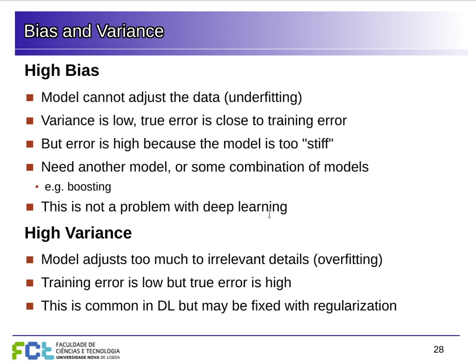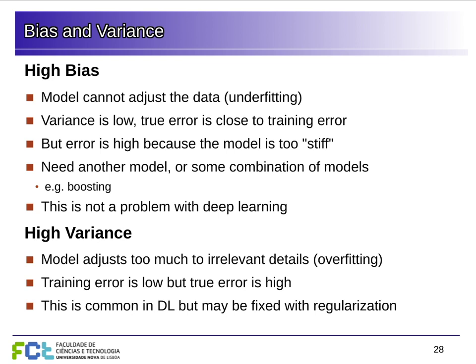So we don't generally have problems with high bias in deep learning, because these are simple models that cannot fit the data because the model is too stiff. If you're using deep learning, you're not going to find these problems because you already have a network with a very large number of neurons, of weights to adjust. It may be that if you try to use a very simple network, you find that your model cannot adjust the data properly, but usually what we do is we calibrate the network so that at least for the training set we can have a very low error.